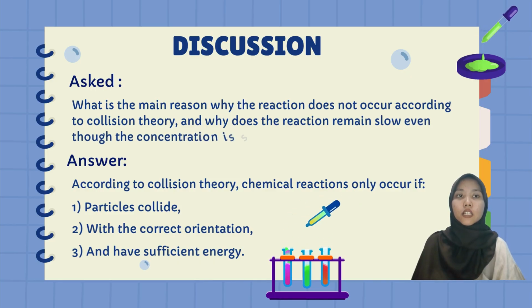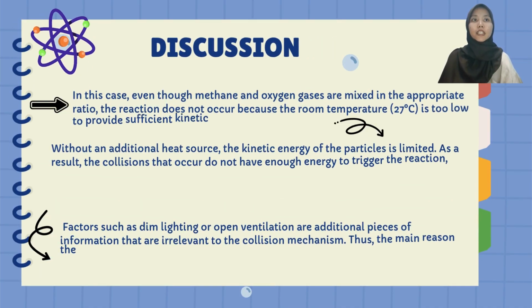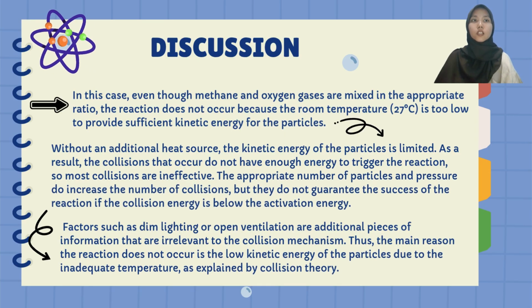And the answer: according to collision theory, a chemical reaction only occurs if 1. particles collide, 2. with the correct orientation, and 3. with sufficient energy. So, that means according to collision theory, the reaction between methane and oxygen doesn't occur at room temperature, 27 degrees Celsius, because the particles lack sufficient kinetic energy.